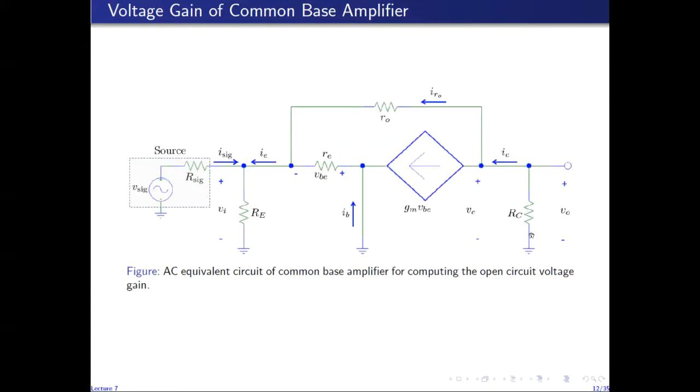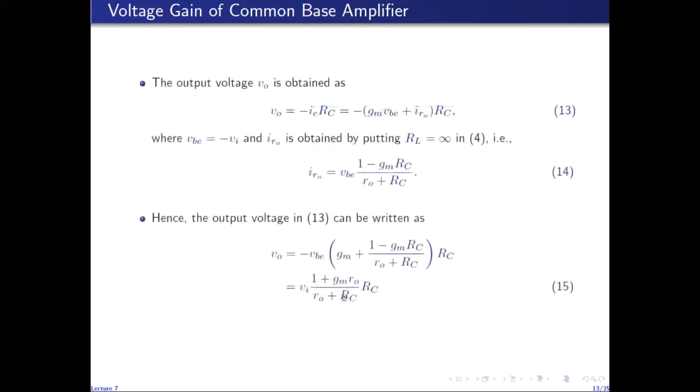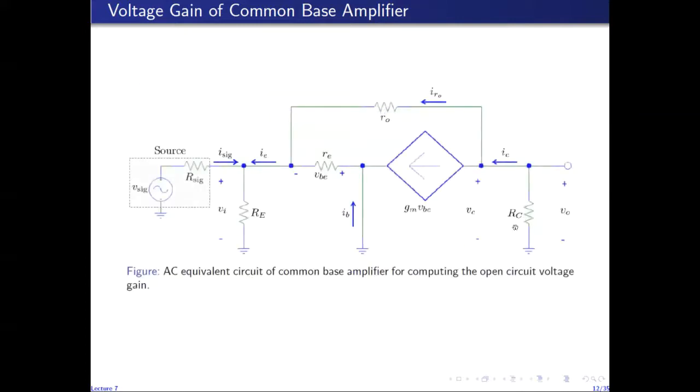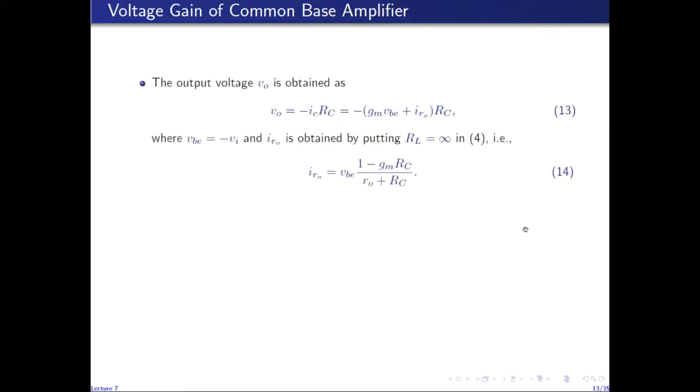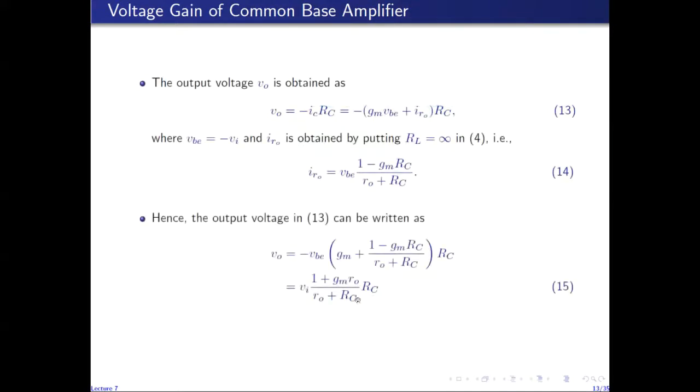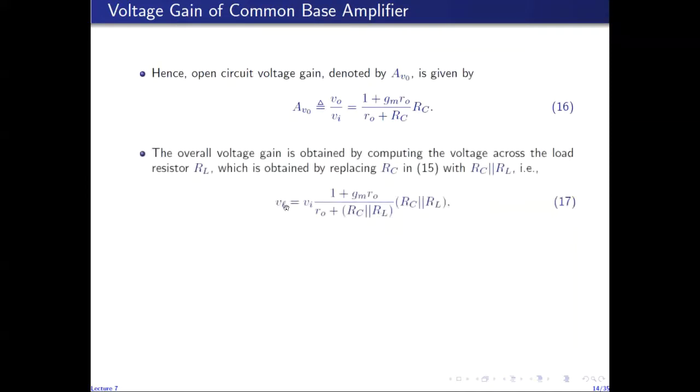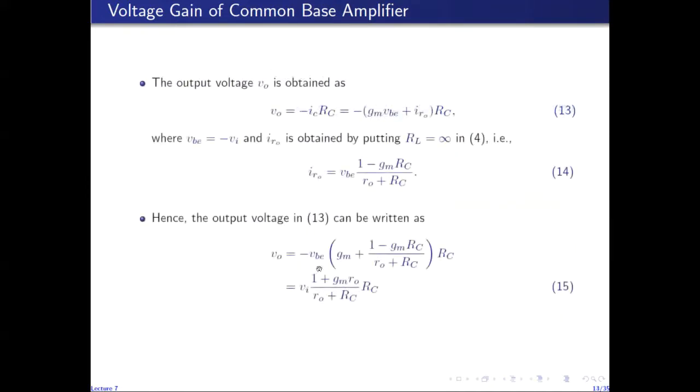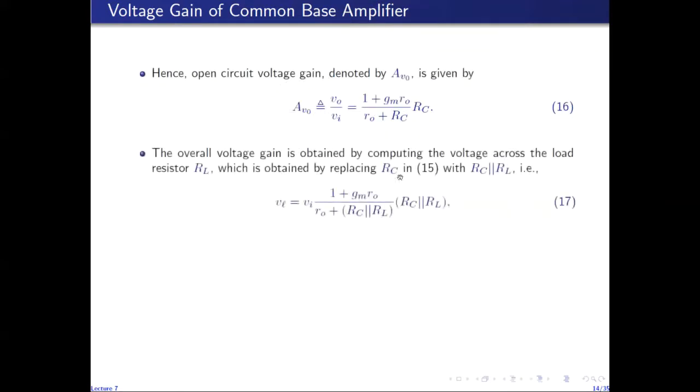So I've already found the output voltage for this circuit, which is this. So VL now, which is the voltage when this resistance is actually RC in parallel with RL, is given by this expression in which I replace RC with RC in parallel with RL. So the load voltage, like I said, is given by this expression by simply replacing RC with RC in parallel with RL.